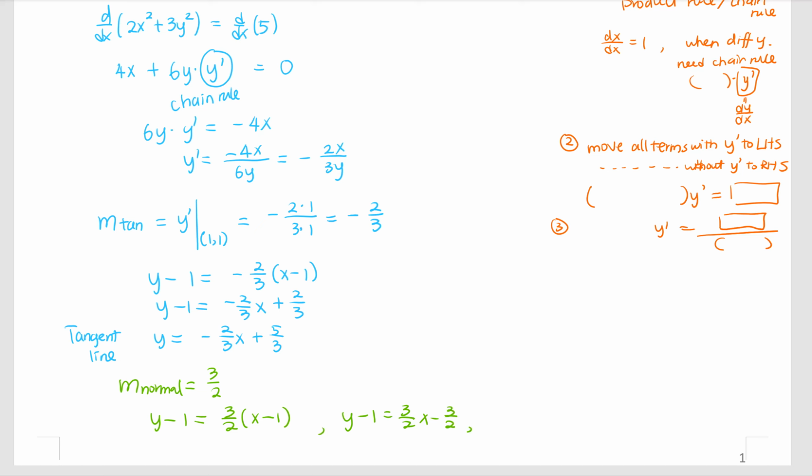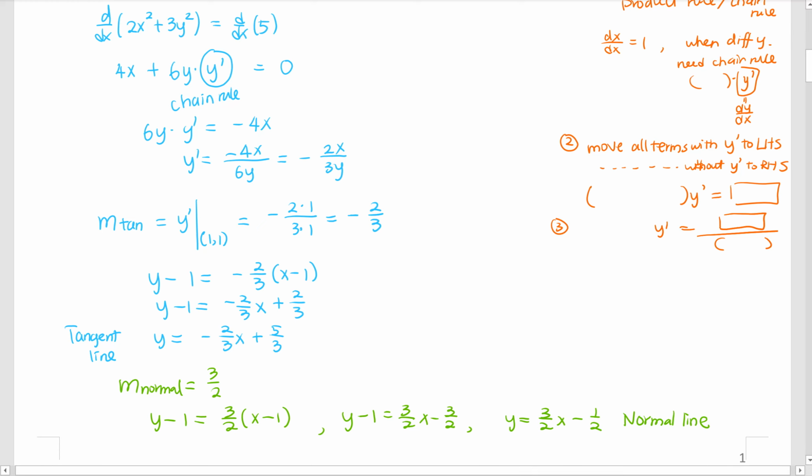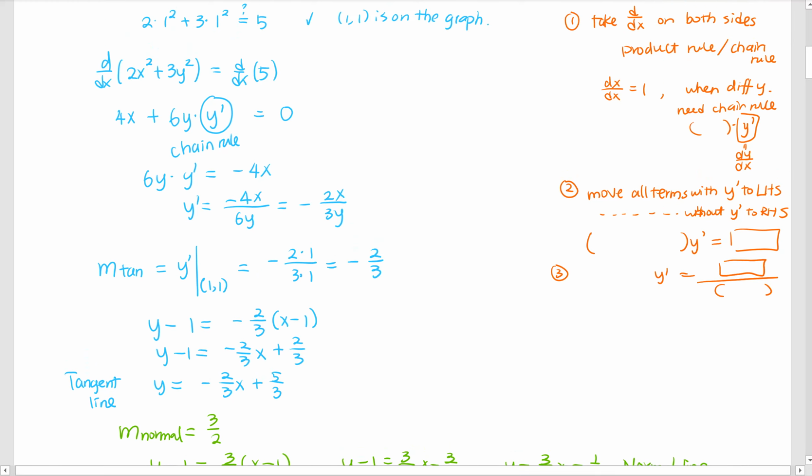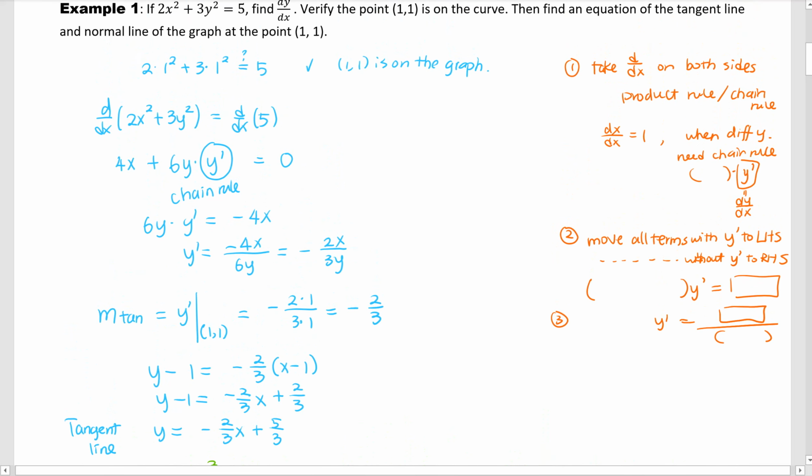So on both sides add 1. We get 3/2 x, and minus 3/2 plus 1 is minus 1/2. So this is the normal line. That finished our problem. So far, so good, everybody? Yeah, so we follow these steps.